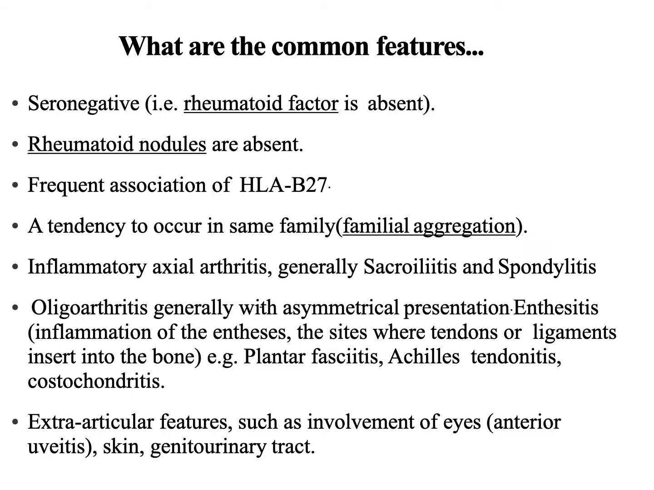Let us look at the common features. They all are seronegative, that is, rheumatoid factor is absent and rheumatoid nodules are absent. There is a frequent association with HLA-B27, a tendency to occur in the same family, that is familial aggregation, inflammatory axial arthritis, generally sacroiliitis and spondylitis, oligoarthritis, generally with asymmetrical presentation, and enthesitis, that is inflammation of the tendons and ligaments, for example plantar fasciitis, Achilles tendonitis, costochondritis.